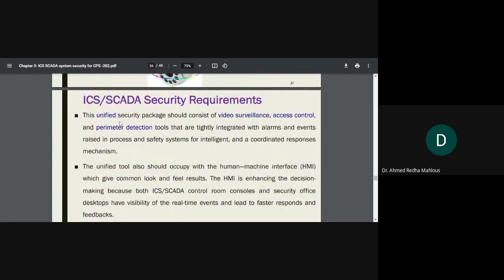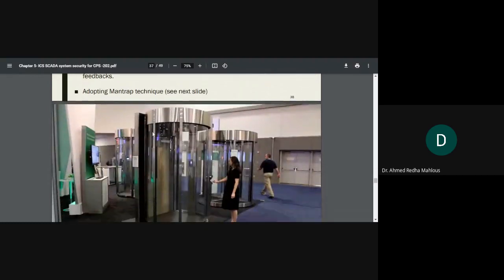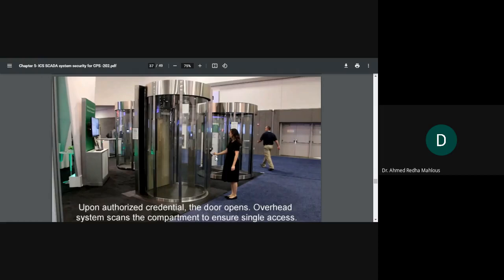And you should have what is known as a unified security package, where all those security measures work together: video surveillance, access control, perimeter detection. All those can be used together to make sure that you are securing your ICS control room enough against any offense. You can use, for instance, what is known as the man-trap technique. When someone wants to enter your building, he has to pass through this man-trap and verify his ID before being let inside the room.